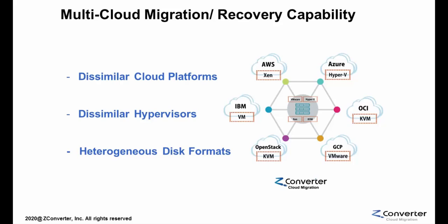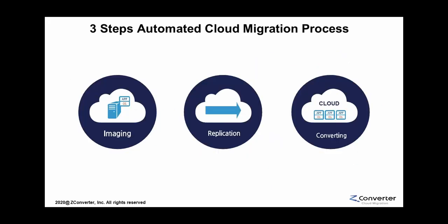ZConverter's any-to-any cloud migration capability across all major cloud platforms accelerates our customers' move to cloud for digital transformation. ZConverter dramatically simplifies the complicated migration process while saving the company time and money with our uniform migration process between heterogeneous cloud platforms, hypervisors, and disk formats. ZConverter is your best option when you want to simply and seamlessly move any workloads to Azure. Now let's take a look at how ZConverter seamlessly moves any workloads to Azure.